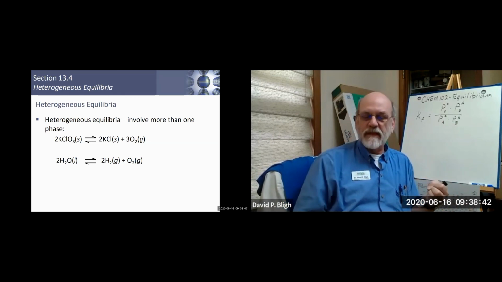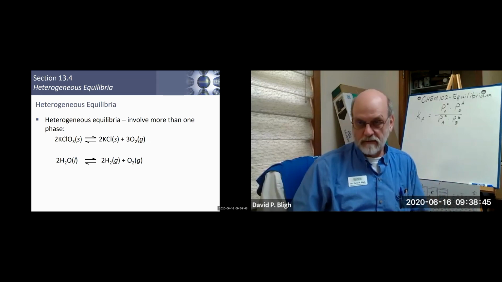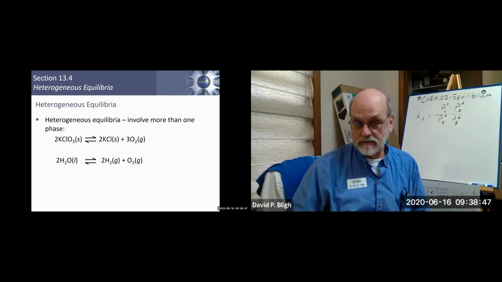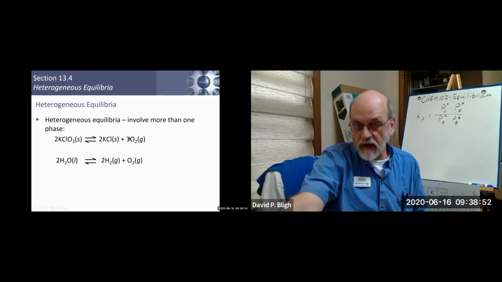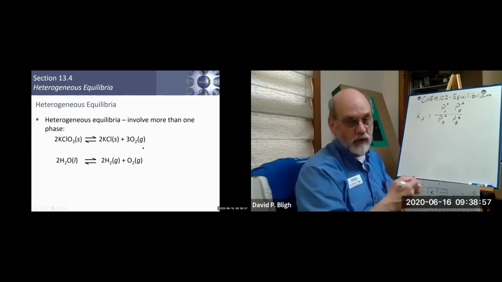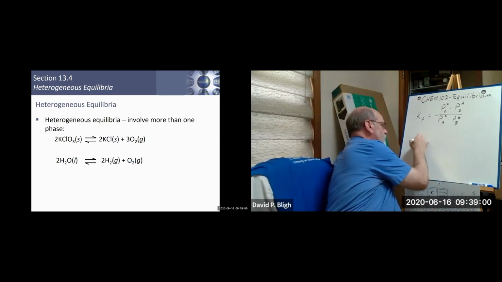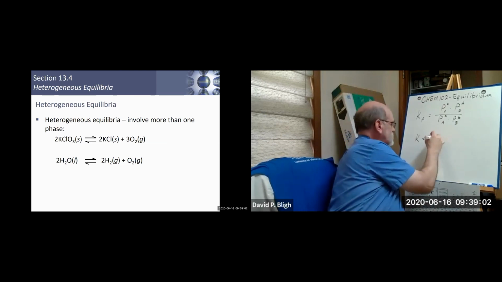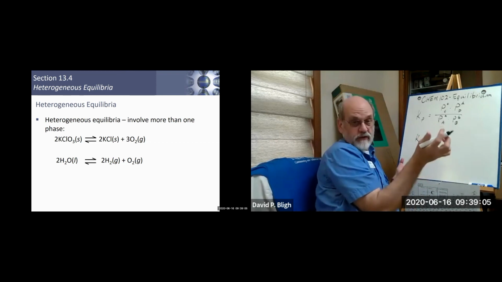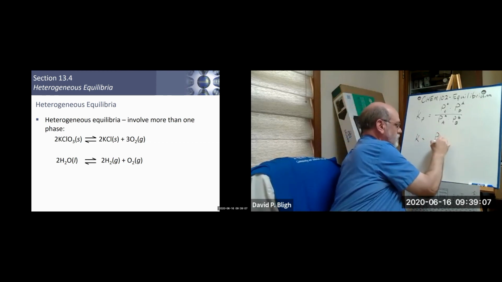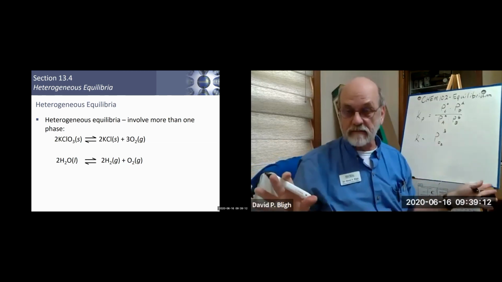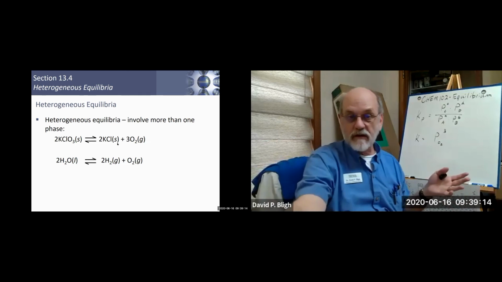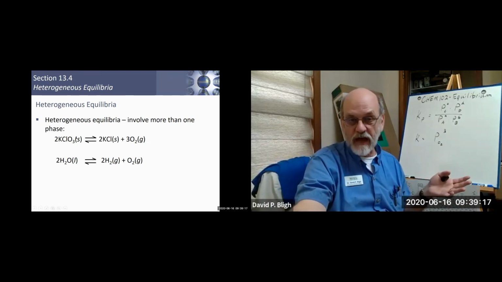Or if it's a pure liquid, we throw it out. Right? So in this case, our expression would include only oxygen for that K. It would only be K equals, let's do it partial pressure since oxygen's a gas, right, to the third power. That's it. That's the K for this expression because the solids don't count.